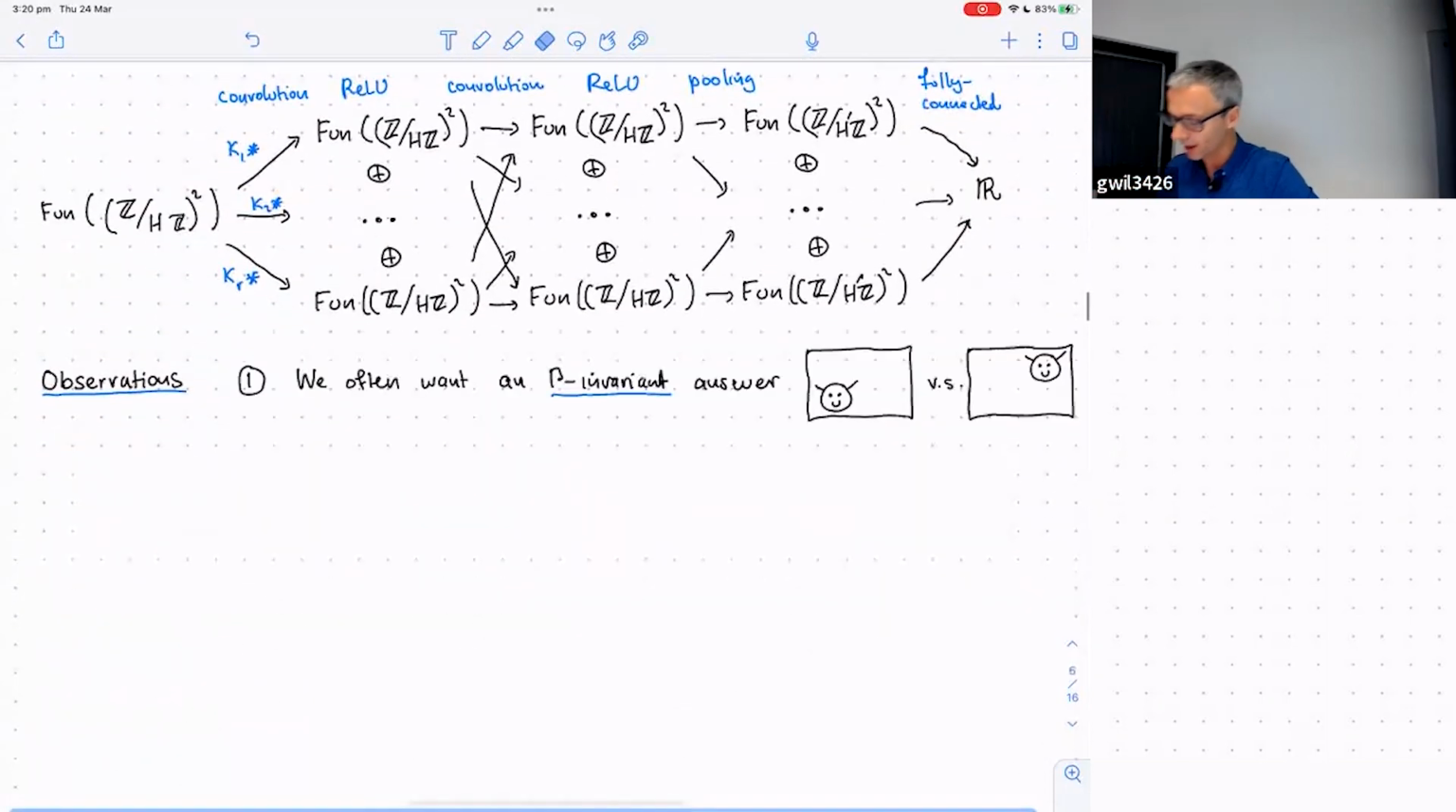So what are the basic observations about this? Often in these problems, we want a gamma invariant answer. So if we move our picture of a cat around, if we translate around, the answer should still be cat. This is one of the reasons that I assumed a periodic image. That's very important. Another point is that there's another classic machine learning task, which is called image segmentation, which asks us to say, where are the two eyes in this picture? Or when your phone, for example, tells you where the heads of the people are. This is an example of image segmentation. Now, if you think about what this task is, this is not invariant, it's equivariant. This means that if I move the image, my prediction should move in the same way. So we often want a gamma invariant answer or a gamma equivariant answer.